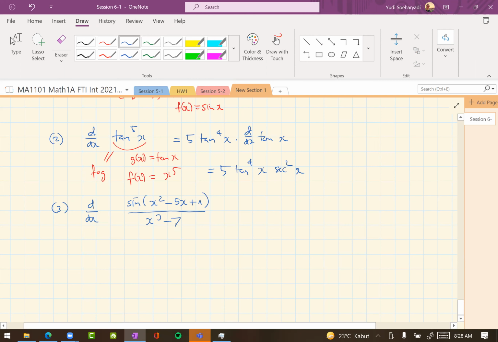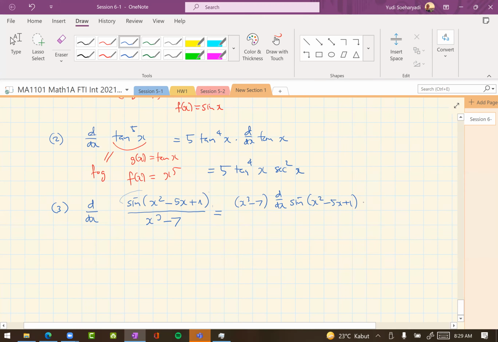Okay, so it's a combination. You have to use the chain rule to compute this one, and you have to use the quotient rule. Let's compute this one step by step. The derivative of the top remains like this: the derivative of sine times the derivative of sine x squared.